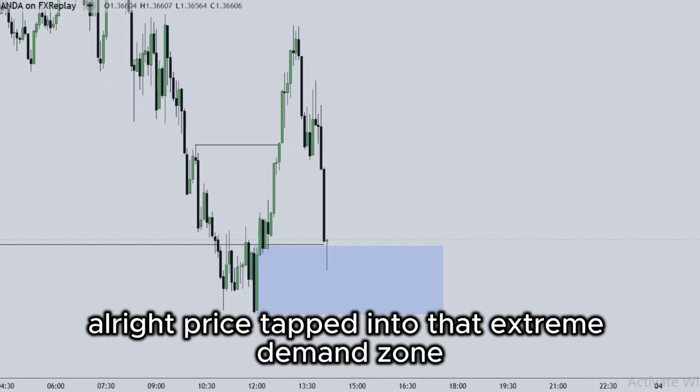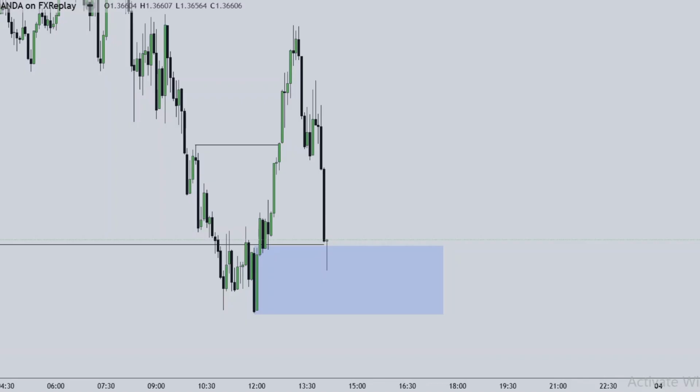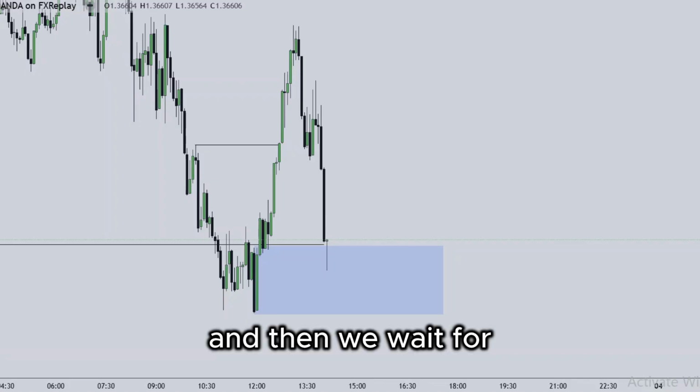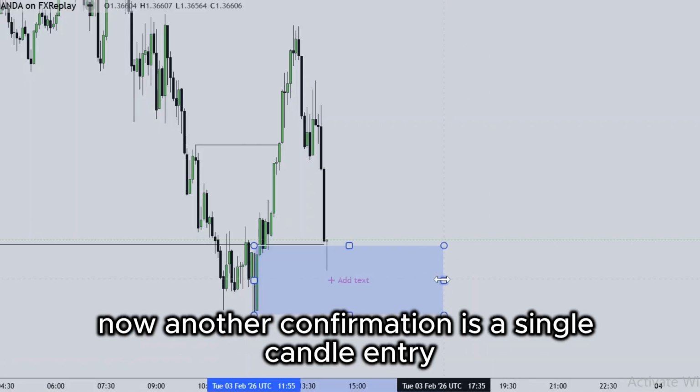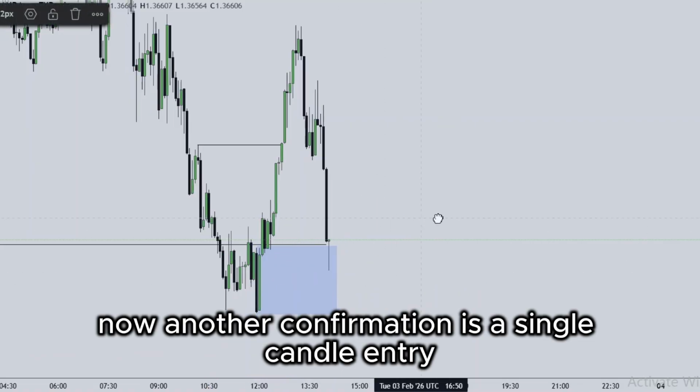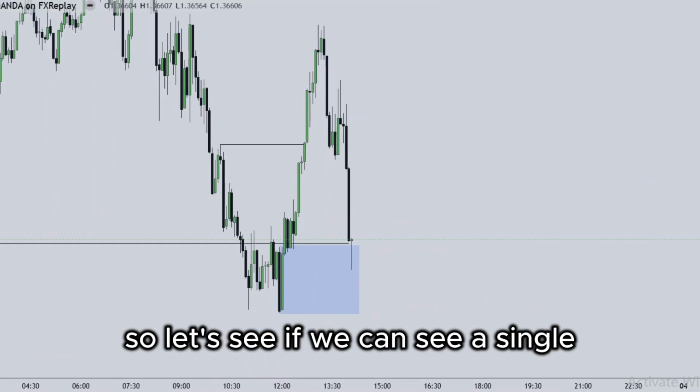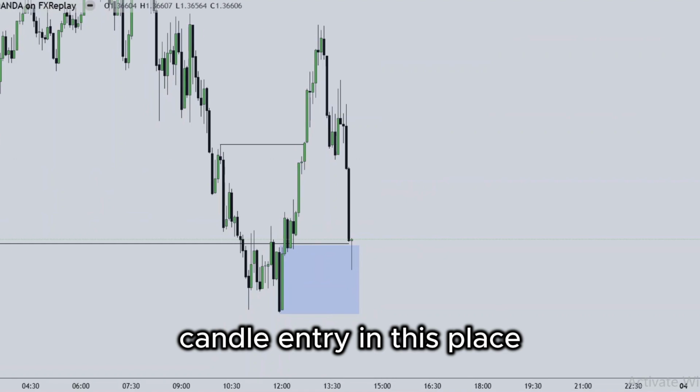All right. Price tapped into that extreme demand zone. And then we'll wait for a single candle entry here. We've seen a momentum shift now. Another confirmation is a single candle entry. So let's see if we can see a single candle entry in this place.